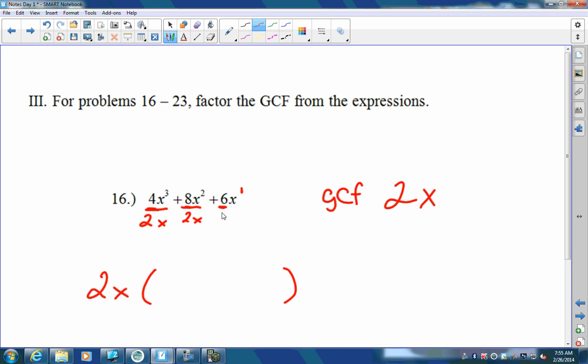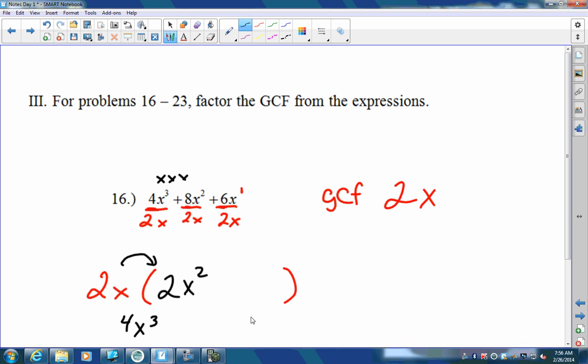There's a couple ways you can teach this, and my other videos show different ways. What is 4 divided by 2? 2. This says I need 3 x's. I have one of them pulled out already. How many more do I need? I need x to the second power, because in the GCF you pulled one out. Because if I multiply this, 2 times 2 is 4. X times x squared is what? X to the third. And that's what I'm trying to get right there.